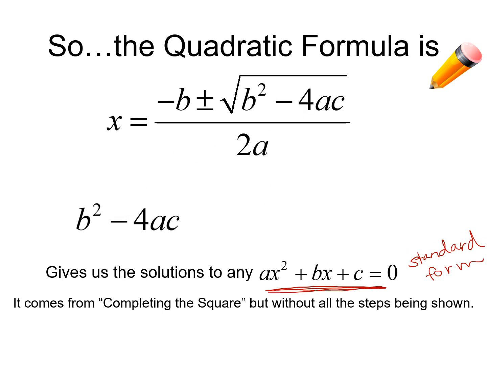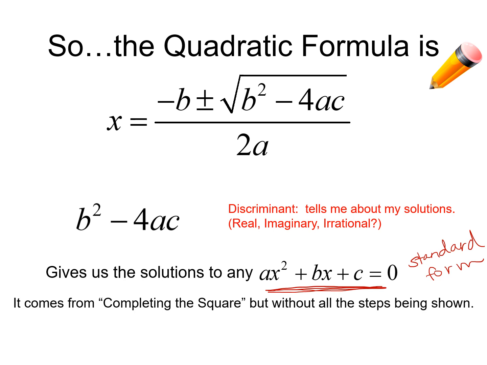This b squared minus 4ac, this is what we call the discriminant. It tells me about my solution. When we see this, we understand if the solutions are going to be real solutions, imaginary solutions, or irrational, irrational being a decimal that's repeating in no specific form. So when we look at the discriminant, we can figure out if I have real, imaginary, or irrational solutions.